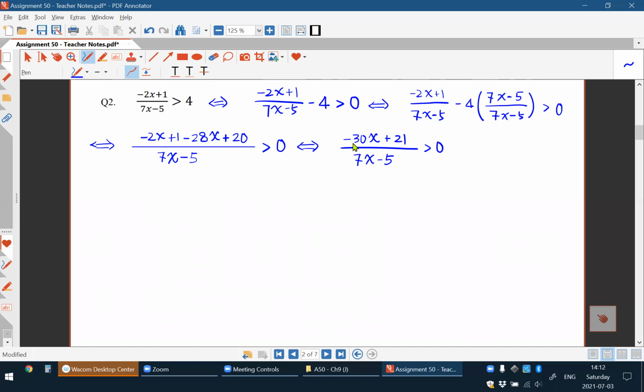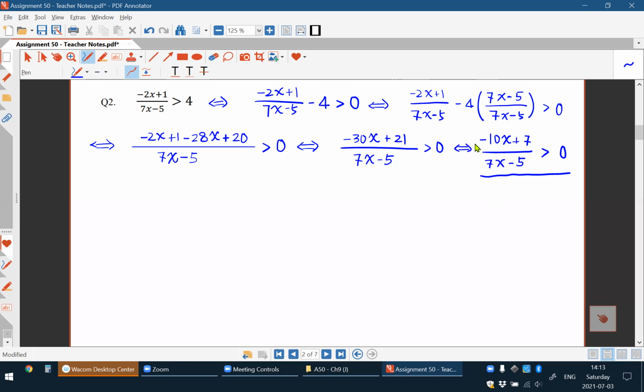Okay, note that minus 30 and 21 have a common factor 3, right? So we can divide both sides by 3 and try to simplify this a little further. Because 3 is positive, if we divide both sides by 3, we don't change the inequality symbol here. And 0 divided by 3 is still 0. Okay, now we have a ratio that is a positive number.